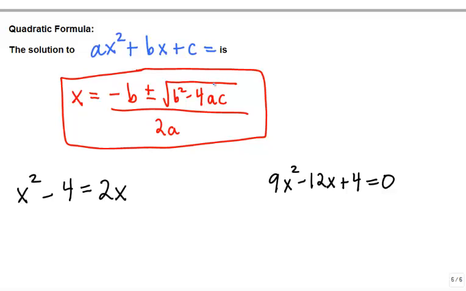So this is what the quadratic formula says. It says, if you have a quadratic equation of the form ax squared plus bx plus c equals 0, there's supposed to be a 0 here, then the solutions to this equation have this form. x equals negative b, or the opposite of b, plus or minus the square root of b squared minus 4ac, all over 2a.